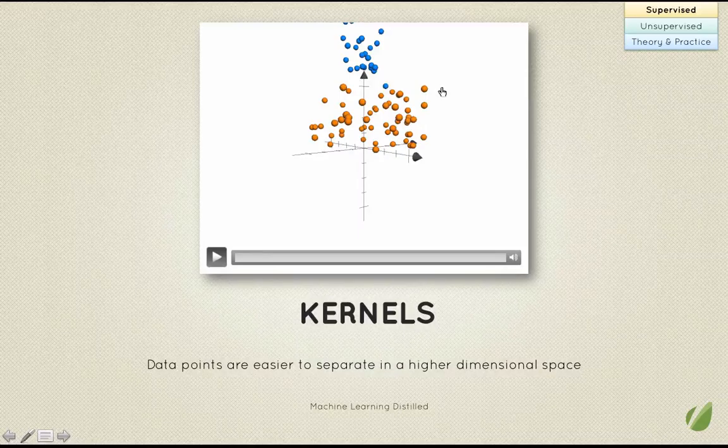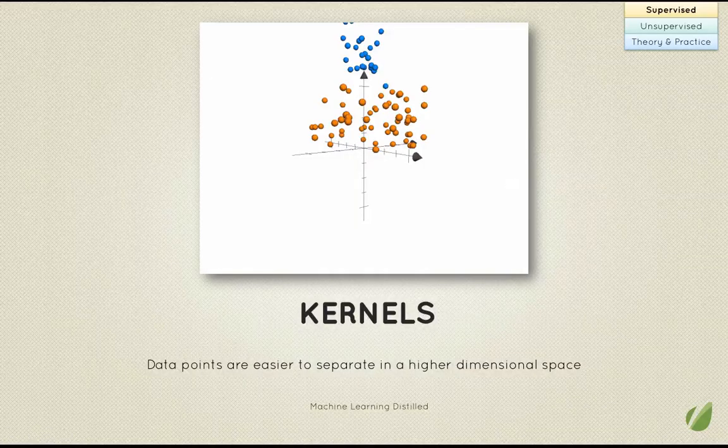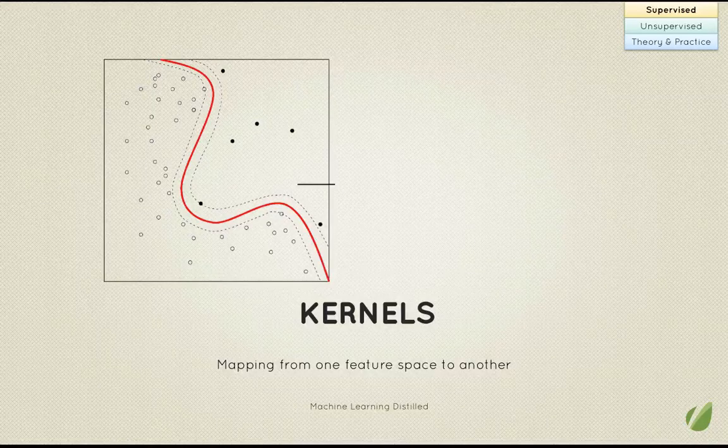So this is just an illustration of how data points may be easier to separate in a higher dimensional space than they are in a low dimensional space. And this is the property that kernels take advantage of in order to do better classification for machine learning methods, specifically SVMs.